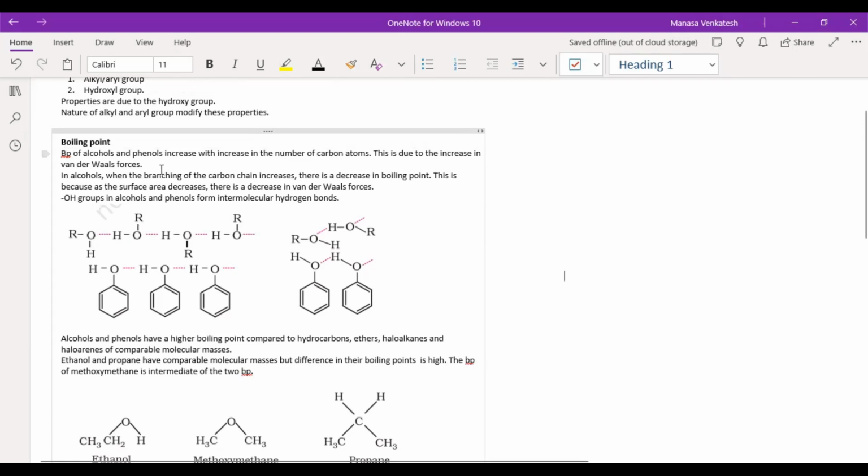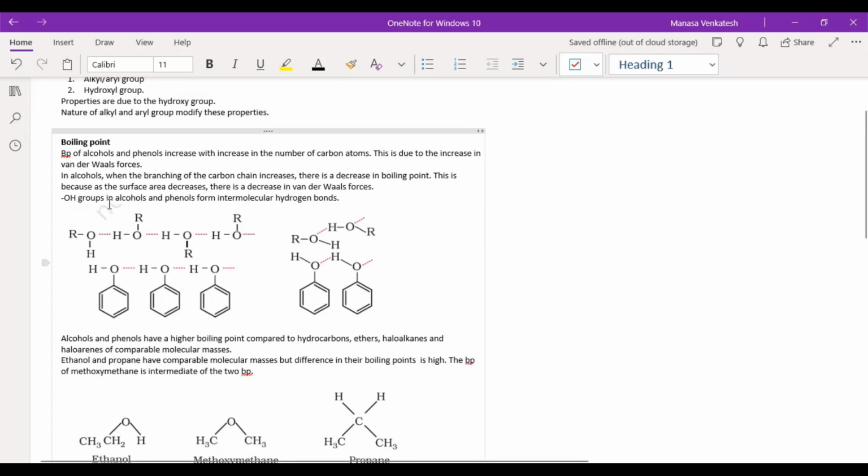First of all, the boiling point. The boiling point of these alcohols and phenols increases with an increase in the number of carbon atoms in the alkyl chain. This is because when there is an increase, there is also an increase in the van der Waals forces, which in turn increases the boiling point. Now, if the branching of the carbon atom chain increases, there will be a decrease in the boiling point. Again, this is because of van der Waals forces, which decrease due to the decrease in the surface area.